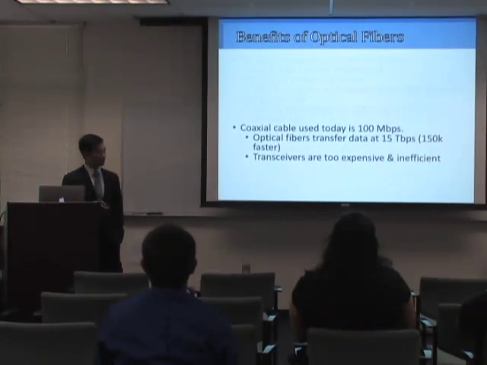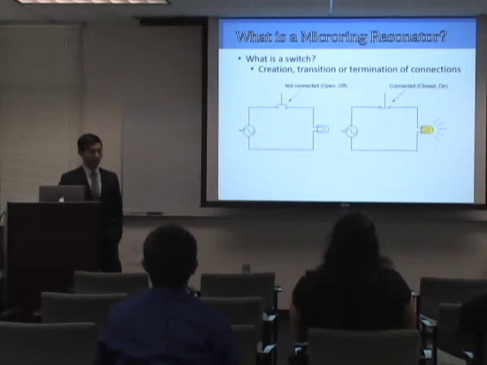So the solution to that is to superimpose multiple frequencies of light into one fiber and use optical switches to filter out the data that we want. And optical switches like mine will be used for that. Before I get into optical switches, I want to talk about what a microring resonator is.